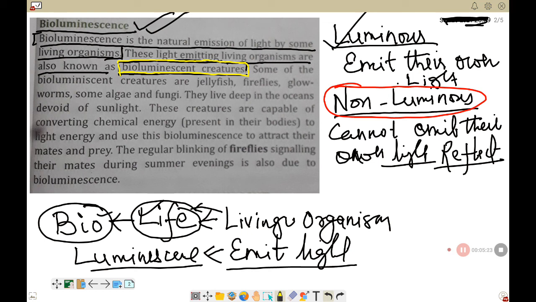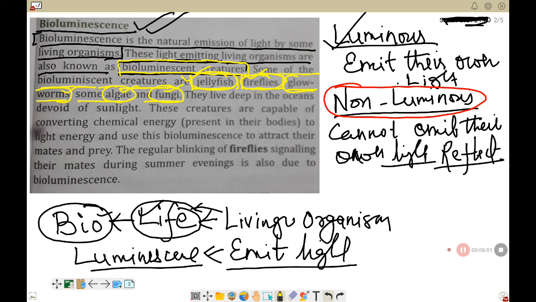Okay. Some of the bioluminescent creatures are jellyfish. You've heard about jellyfish, which you can find in oceans and seas. Fireflies, isn't it? Fireflies, glowworms, some algae and fungi. So you can see here jellyfish was one example. Second example is fireflies. Third example is glowworms. Fourth example is algae, and the fifth example is fungi.